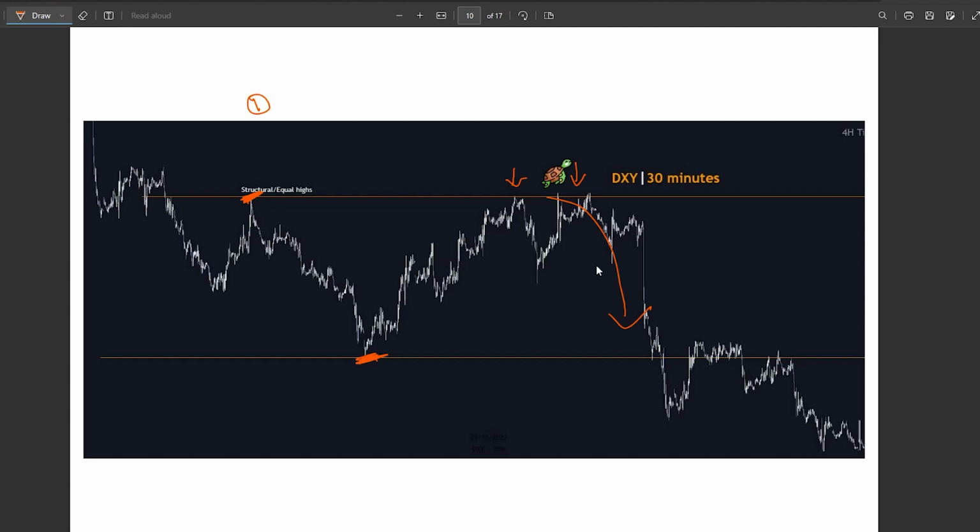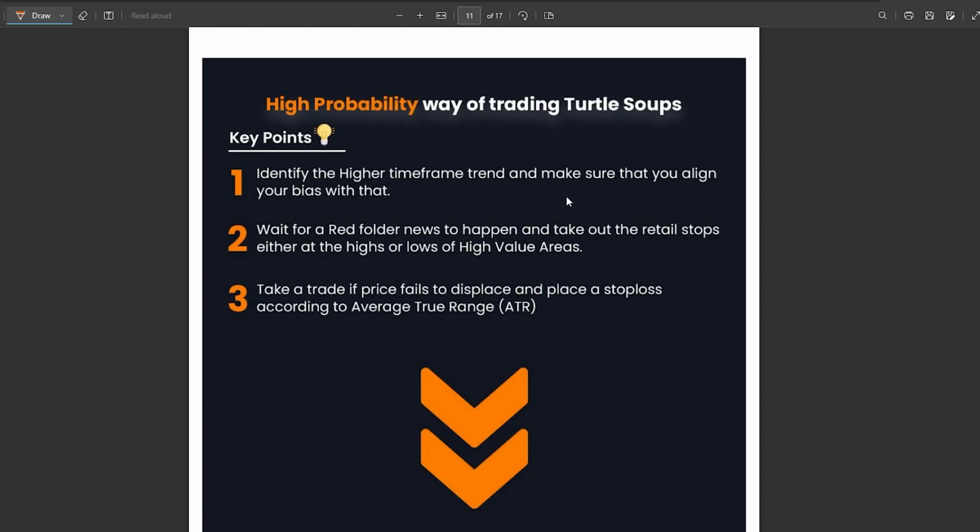Up till now we have studied what is a turtle soup. We have then studied what are the value areas from which we can take a turtle soup pattern. Now we will study what is the high probability way and what is my setup of taking a turtle soup pattern. The 3 steps which I look for before taking a turtle soup pattern are: firstly, identify the higher time frame trend. Nothing goes in the trading charts without identifying the higher time frame trend.